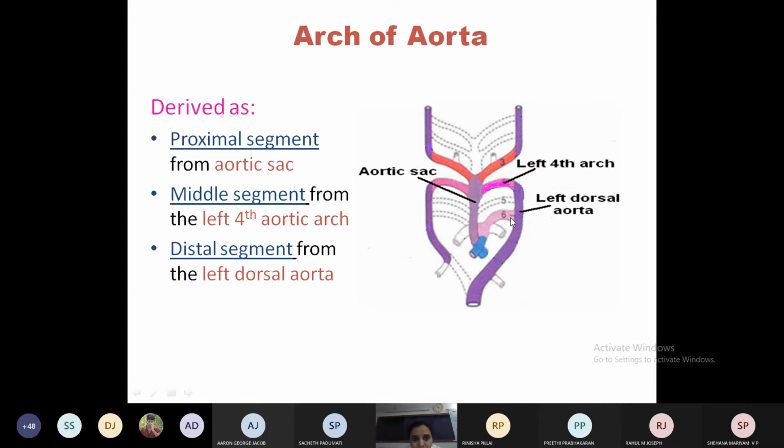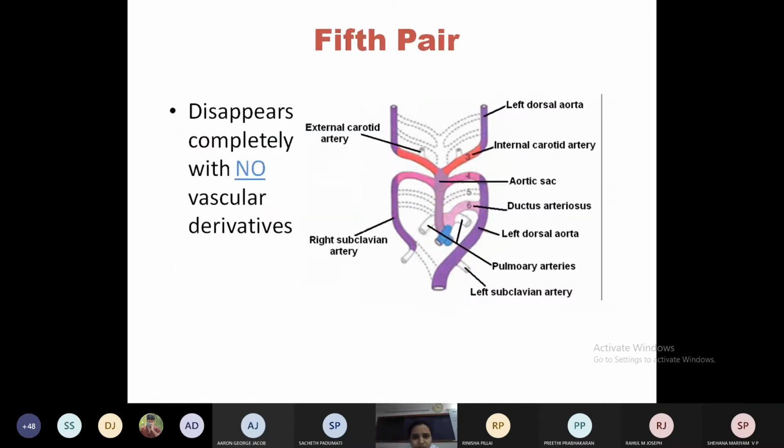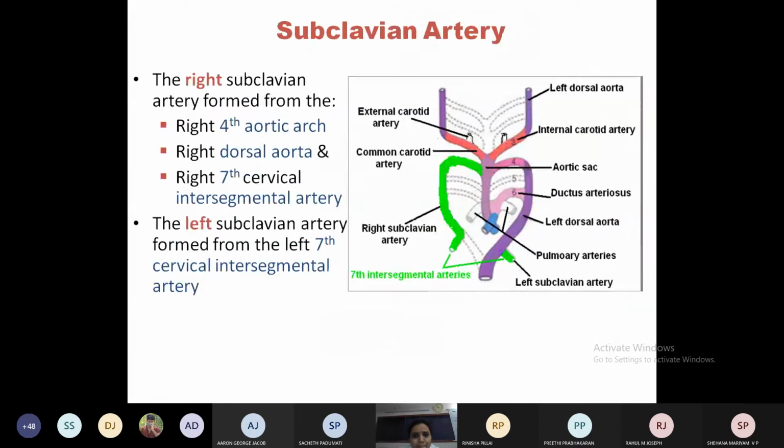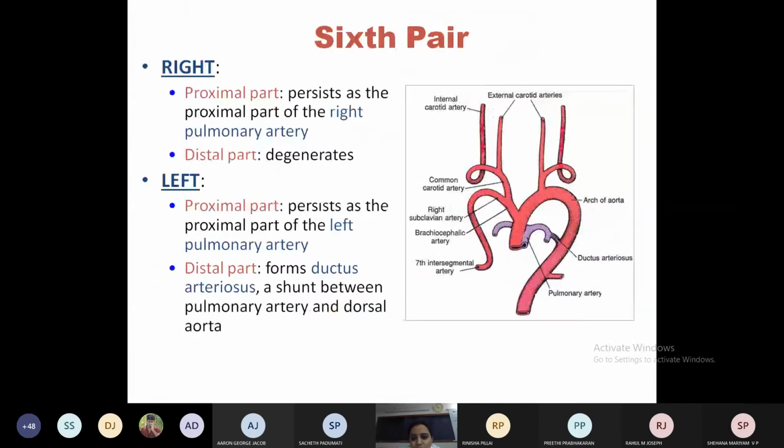The proximal part of the sixth aortic arch on the right side forms the right pulmonary artery. On the left side it forms the left pulmonary artery. The distal part forms the ductus arteriosus.